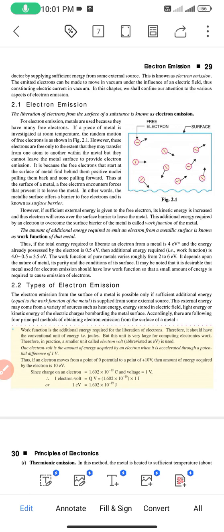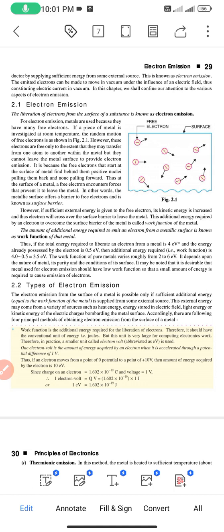Today I want to discuss electron emission. The liberation of electrons from the surface of a substance is known as electron emission. For electron emission, metals are used because they have many free electrons.